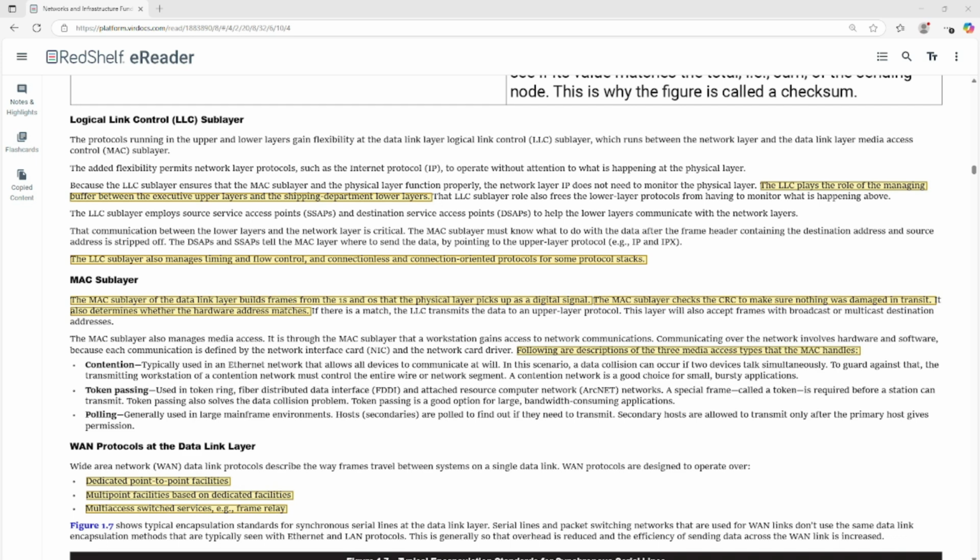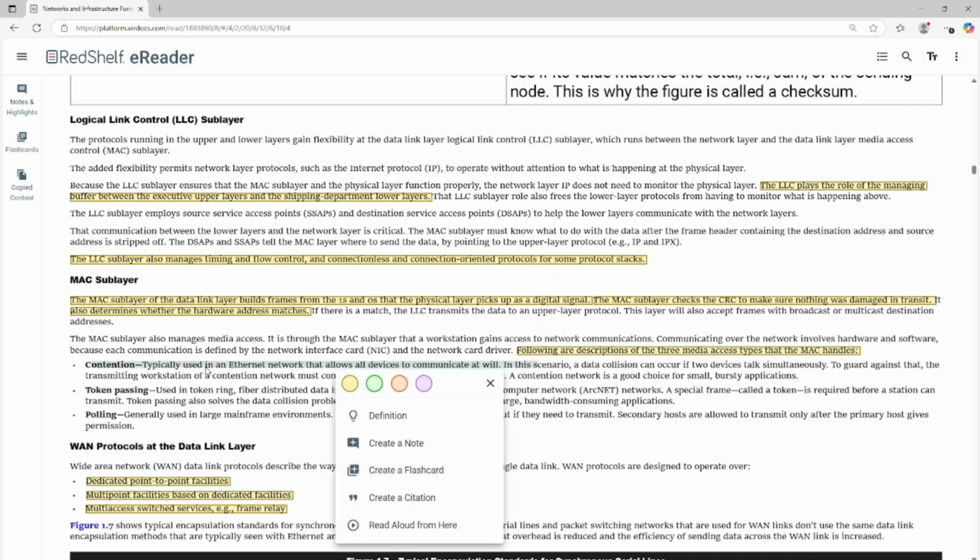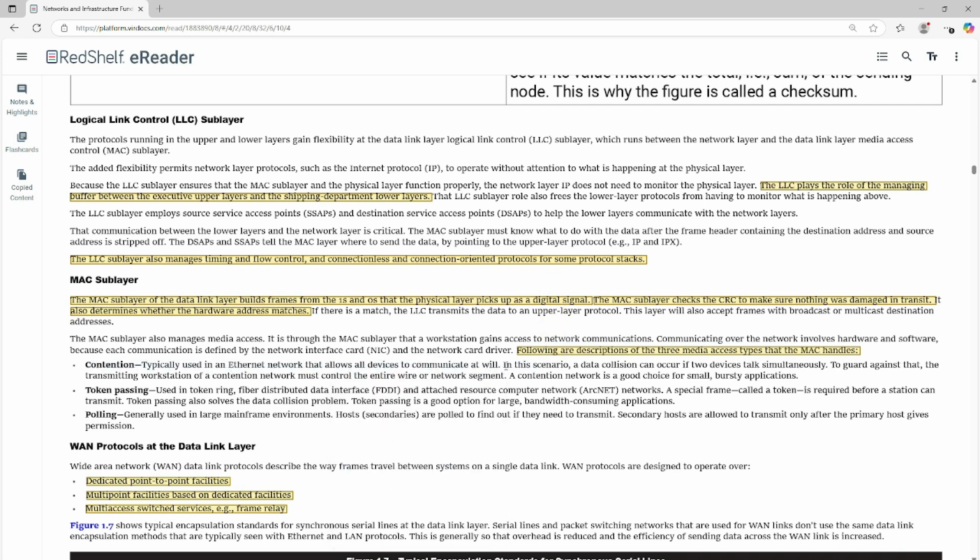The MAC sublayer handles 3 media access types. Contention. You can read that to understand what contention stands for. It says it is typically used in the Ethernet network and allows all devices to communicate at will. That's a brief definition for contention. So it helps, right, to avoid data collision. Yep. By giving that room for devices to communicate, it helps to prevent data collision.